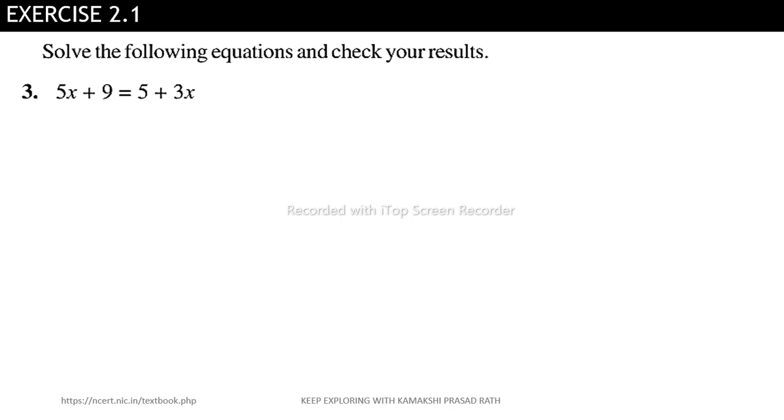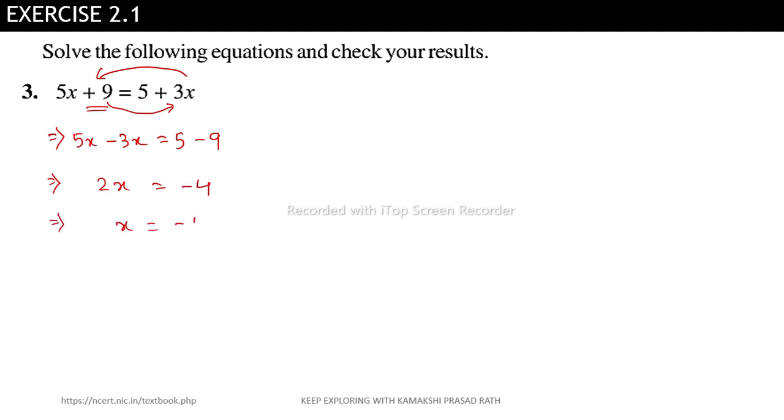Moving on. The next question, 5x plus 9 equals 5 plus 3x. The same way, 3x to be shifted to the left side and 9 to be shifted towards the right side. So we get 5x minus 3x. As 3x was added on the right side, it will be subtracted when it comes to the left side. That is equal to 5 minus 9. Here 9 is added, so 9 will be subtracted on the right side. So 5x minus 3x gives us 2x, and 5 minus 9 gives us minus 4.